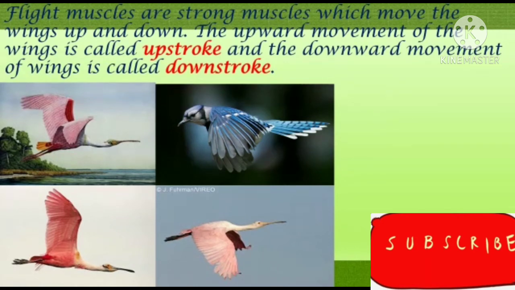Understood? Yes, let me repeat it. The upward movement, when the wings go upside, is called upstroke. And the downward movement, when the wings come downside, is called downstroke. So there are two types of movements, upstroke and downstroke. Because of this, the birds can fly easily.